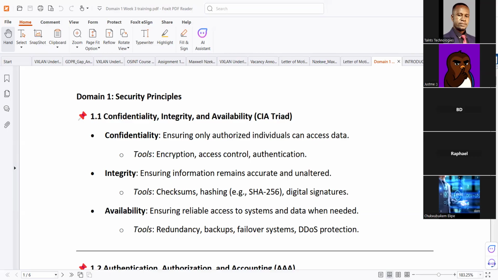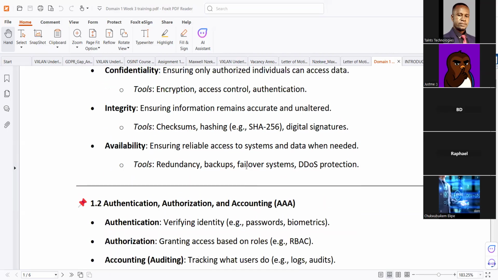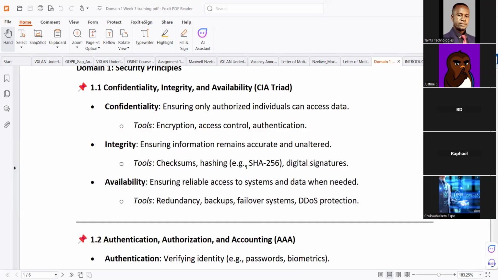Yes, sir. Yes, we understand. All right, so we can go on now. Why I'm saying this is there are tools for confidentiality, which are encryption, access control, and authentication. These tools make sure that unauthorized individuals cannot access this data. So it makes sure that it's only your daddy and your mommy that can access the information. That is confidentiality.